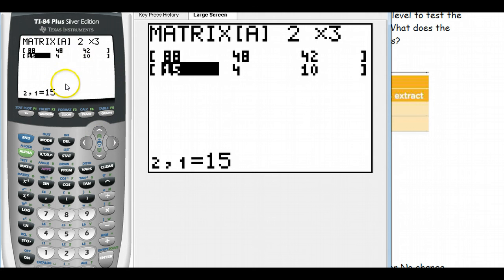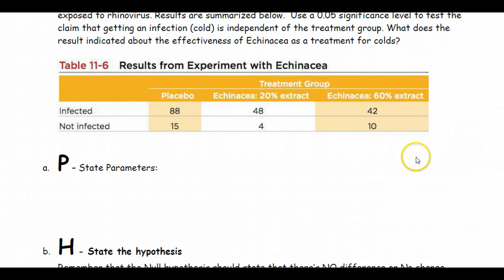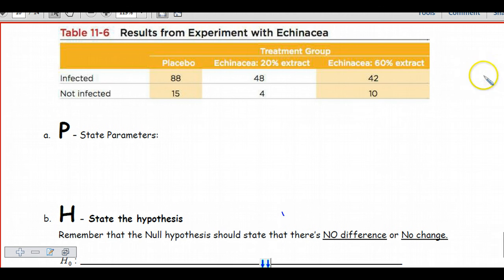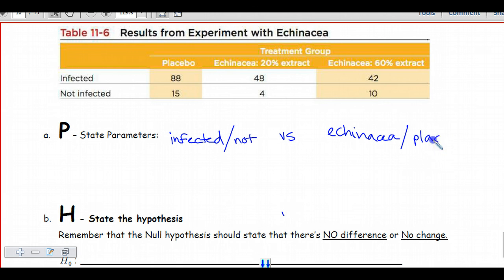Okay, so that's how we plug it into the calculator. So let's go back to here. Our parameters are going to be, it's not really a parameter in the sense that we've done before, so we're going to say parameter: infected or not, versus echinacea, placebo. And there's levels. There's a couple, 2 extracts. But we're just going to say something like that, and we're testing independence.